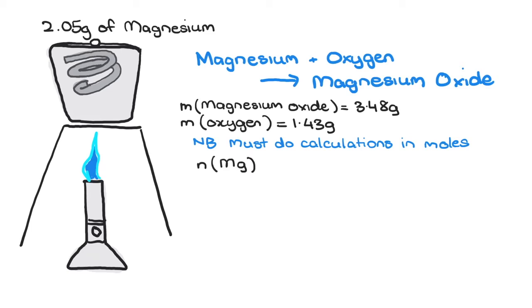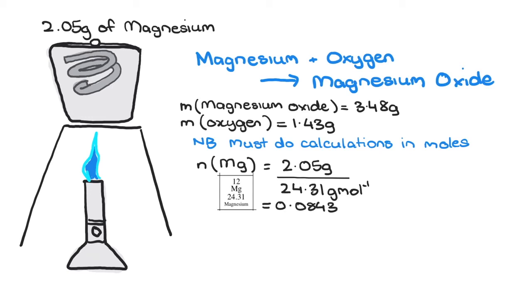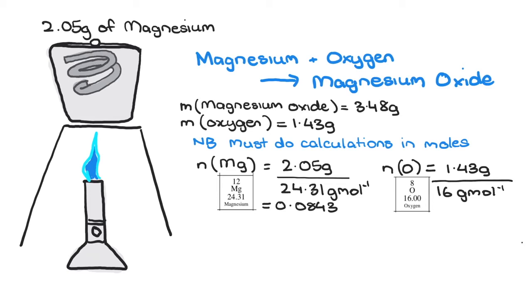The moles of magnesium is 2.05 grams over 24.31 grams per mole, which equals 0.0843 moles. Moles of oxygen is 1.43 grams divided by 16 grams per mole, which equals 0.0894 moles. As a ratio of 0.0843 to 0.0894, divided by the smallest number, which gives a ratio of 1 to 1.06. That's very close to 1 to 1.